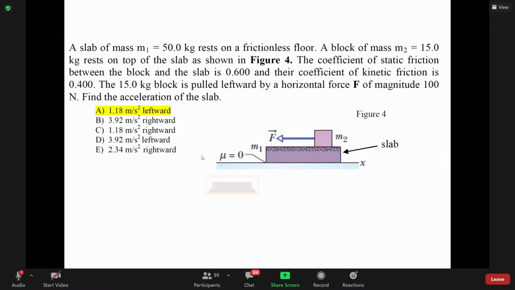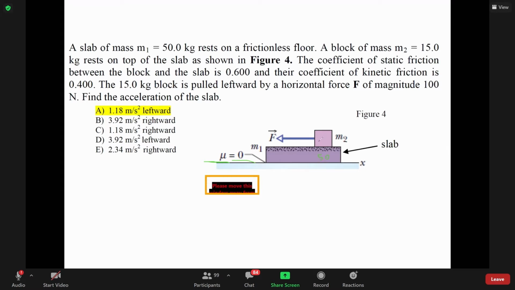Another question, similar in difficulty to the previous one. Here you have a surface. Here he tells you mu equals 0, which means there is no friction, it's smooth. Then you have something called a slab, and the mass of this slab is 50 kilograms.